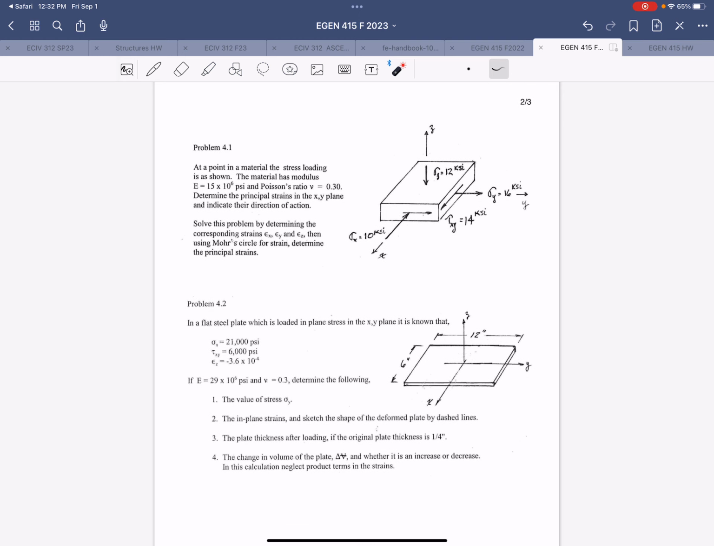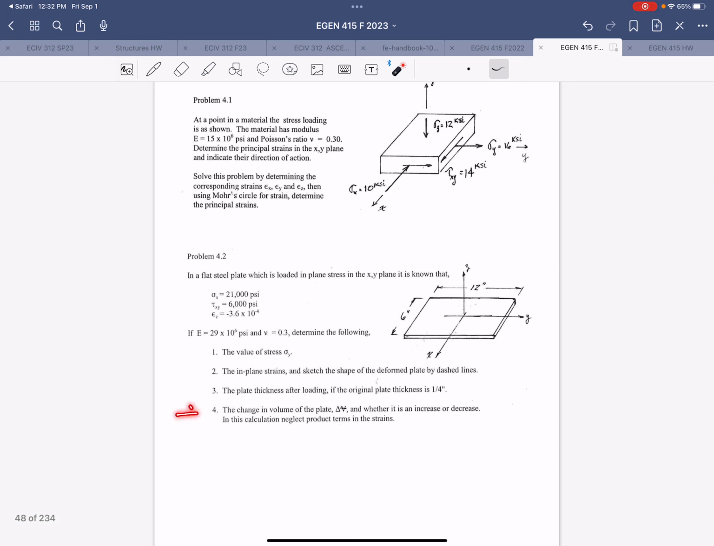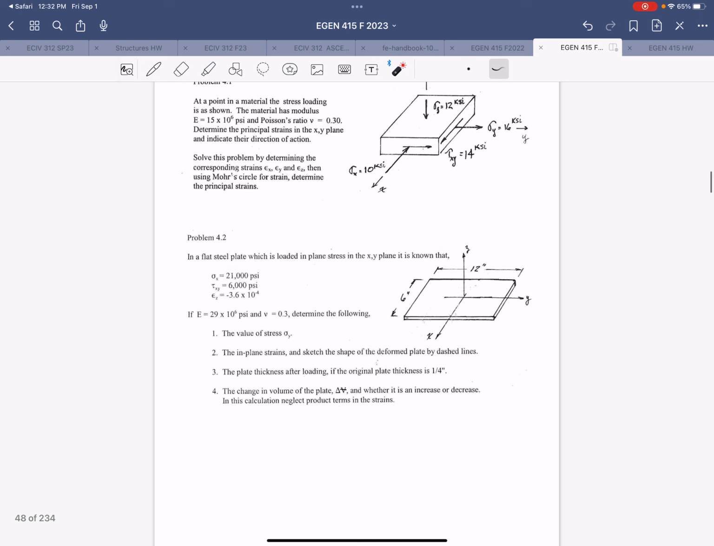And then two problems here tied to Hooke's law. One is going to be more of a 3D application, and this one is a plane stress condition. So this is what I was referring to earlier, where you're going to be asked to calculate the change in volume, and you can neglect the strain product terms. Oh yeah, it even says so in the problem statement, neglect the product terms in the strains. Good.